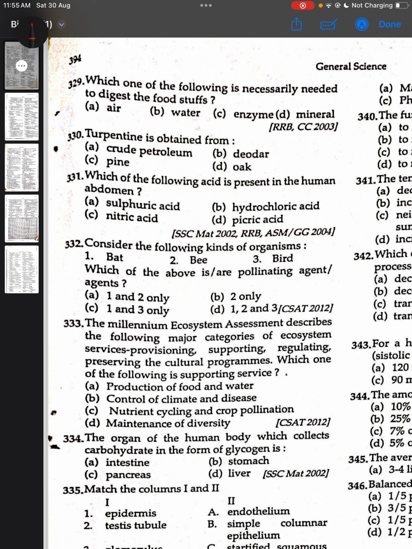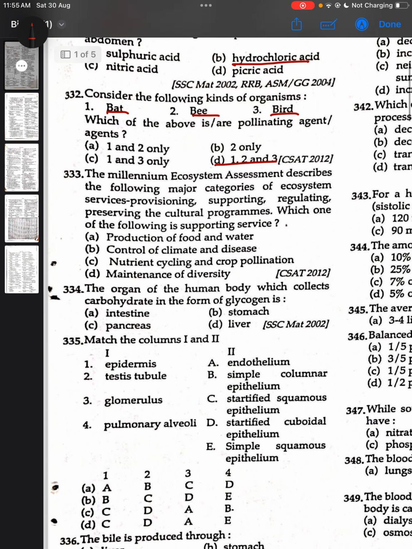Which one of the following is necessarily needed to digest the food stuff? Correct answer is enzymes. Turpentine is obtained from pine tree. Which of the following acid is present in the human abdomen? Hydrochloric acid. Consider the following kind of organism. Which of the above are pollinating agent? Correct answer would be 1, 2 and 3. Bat, bee and bird all are pollinating agent.